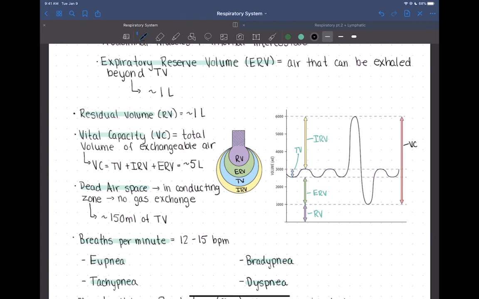Okay, and then one last thing to talk about with this picture is the dead air space. The dead air space is the air that is in the conducting zone.